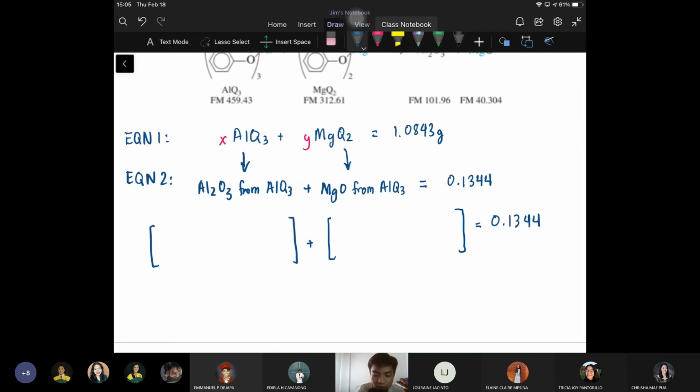Tulungan ko na kayo dito. So you start with mass of AlQ3. Divide mo yan sa molar mass ng AlQ3. So may moles ka na ng AlQ3. After nun, yung moles ng AlQ3, i-convert mo to moles of aluminum oxide. O, yung coefficients, kayo na bahala mag-isip. Ano kaya yan? Okay? And then, eventually, i-multiply mo yan sa molar mass ng aluminum oxide.